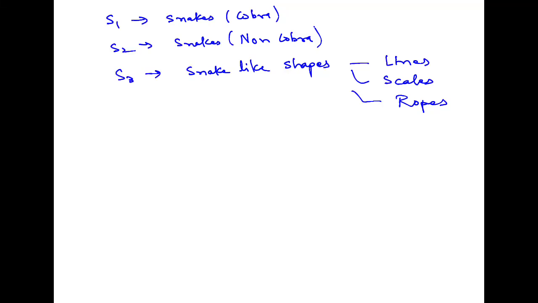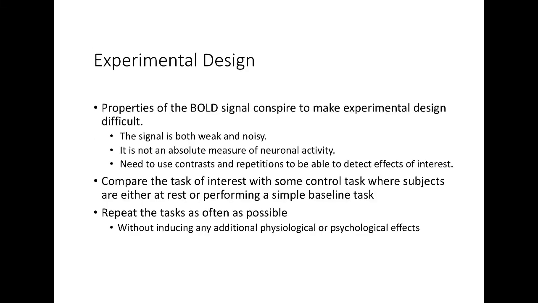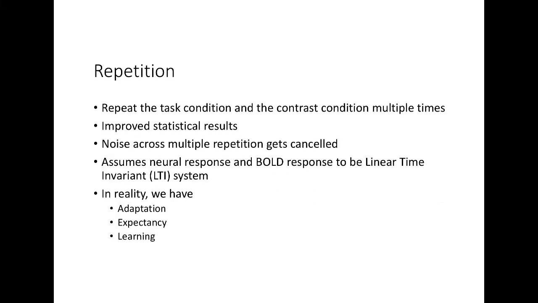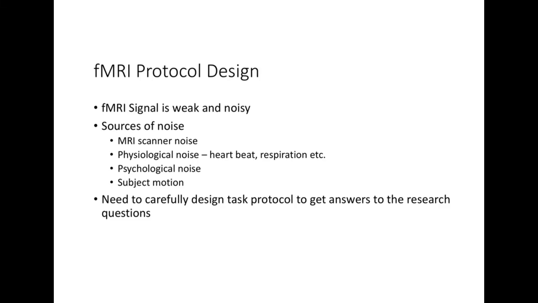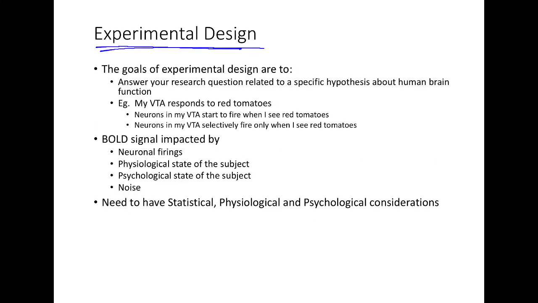Now what? Same design. Okay. So what do you talk about? We already talked about these things. Let's quickly go over it, right? The bold signal is impacted by neuronal firing, physiological and psychological state of the subject, and noise. So there's a lot of noise that happens, right? Statistical, physiological, and psychological considerations.